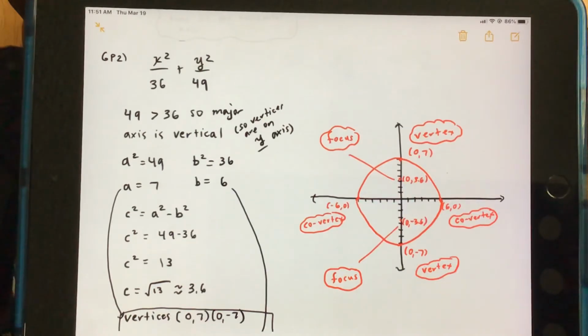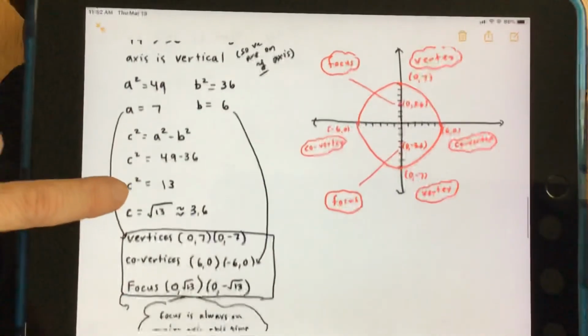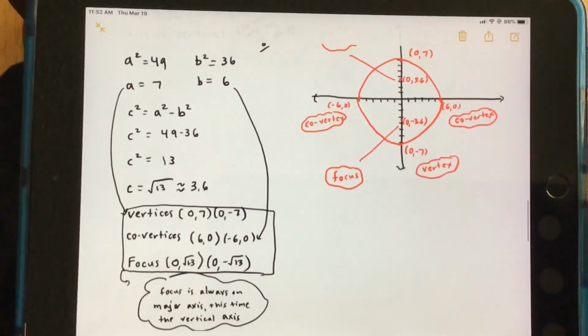Then we plug into c squared equals a squared minus b squared to get 49 minus 36, and then our c squared is 13. Finally, our c then will be the square root of 13, and on my calculator, I see that's approximately 3.6. At this point, I'm ready to write down my vertices, my covertices, and my foci.